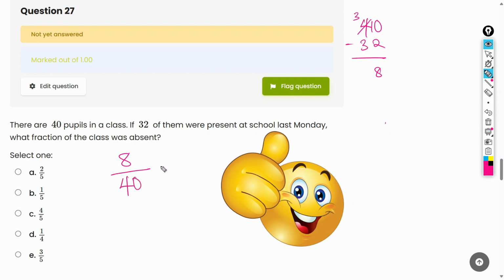So let us break this down. We can divide by 8. 8 into 8 is 1. 8 into 40 is 5. So 1 out of 5 of the class were absent.